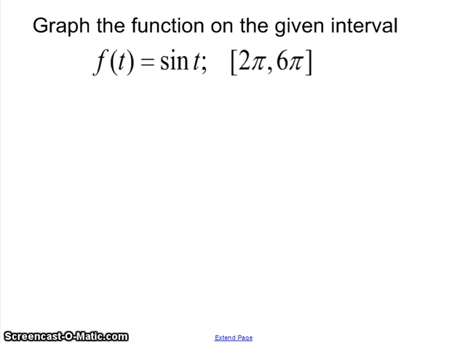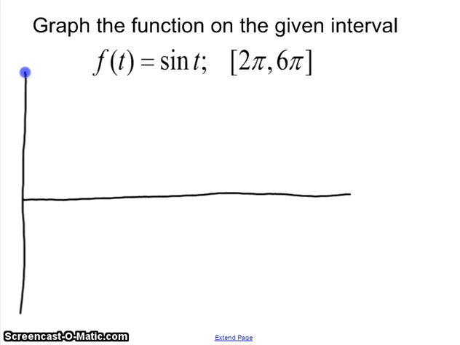Okay, this is a typical test question. All right, graph the function on the given interval between 2 pi and 6 pi. So what I want to do is first set up my axes. Now, we're not asked to graph any negative values, so I don't need to have the y-axis in the middle of the paper. I'm going to put my y-axis all the way on the left-hand side of the paper so I can graph all the positive values that it's asking me for.